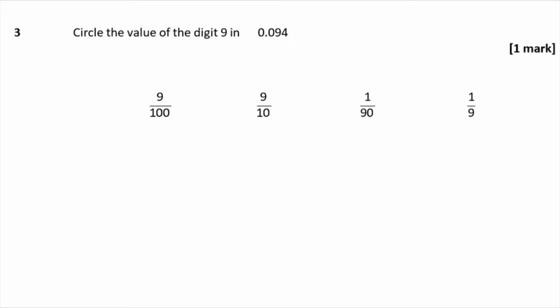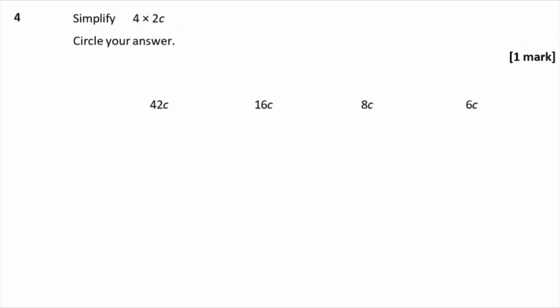Question 3, circle the value of the digit 9 in 0.094. Okay, well there's the 9 there, isn't it? So this digit here is the units, the next one along is the tenths. So the 9 digit is in the hundredth position, isn't it? So that 9 actually means 9 100ths. So 9 over 100. Oh, there's only one there. It's that one there.